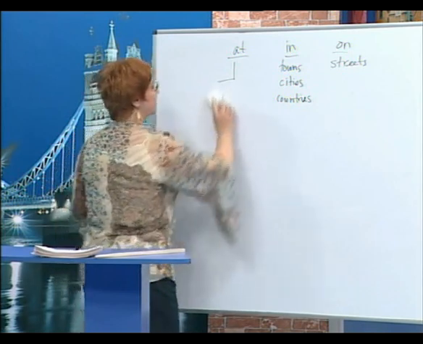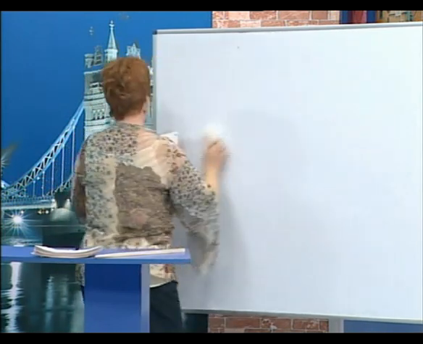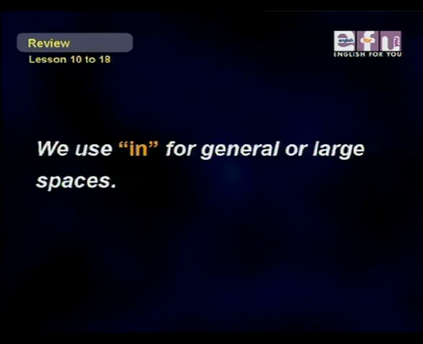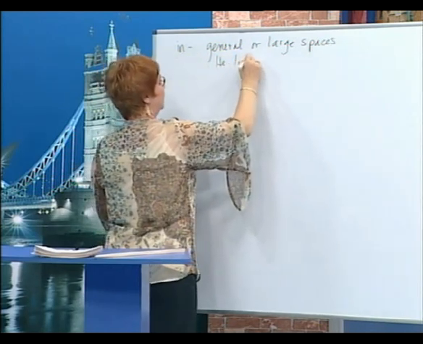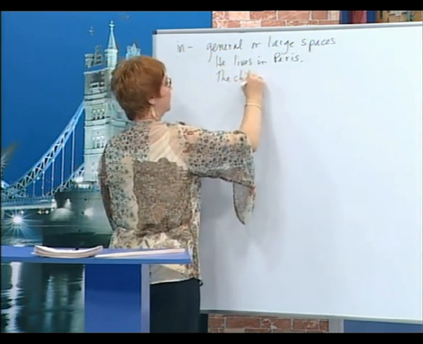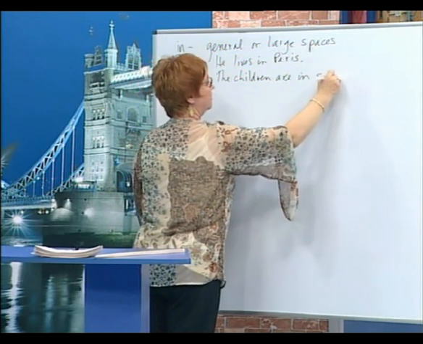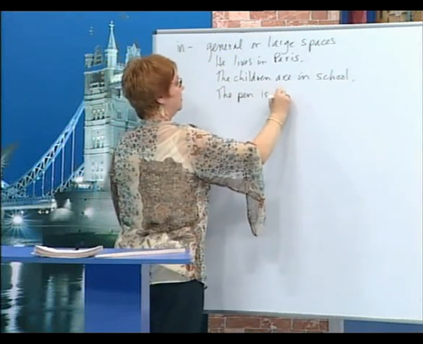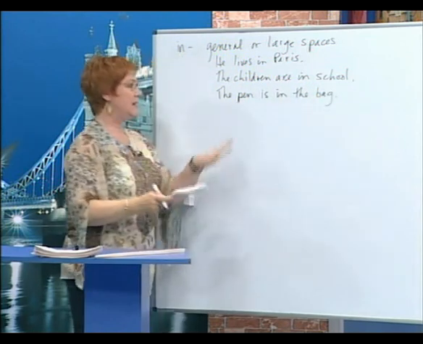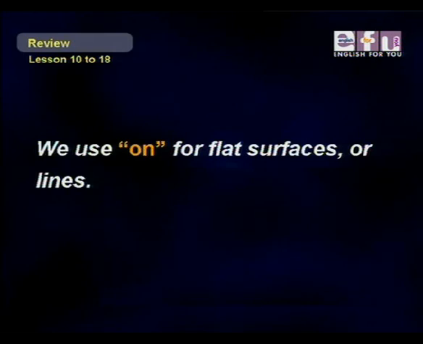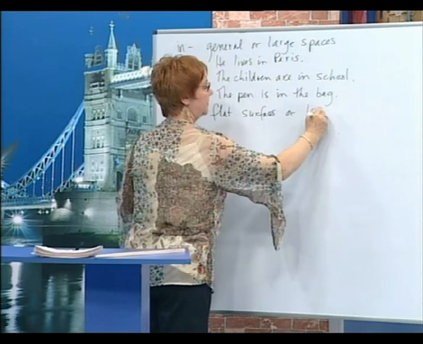Now, let's look at some examples of sentences with these prepositions. Now, we're going to do in. Remember, in is for general or large spaces. And here are some examples. He lives in Paris. The children are in school. This is a place. The pen is in the bag. Now, the pen is small and the bag is big. In the bag.